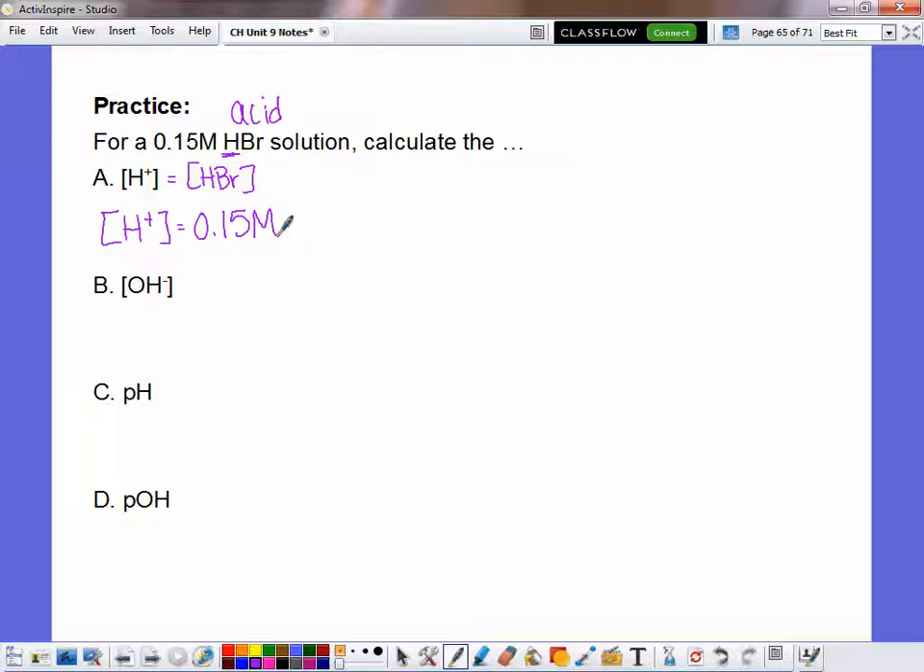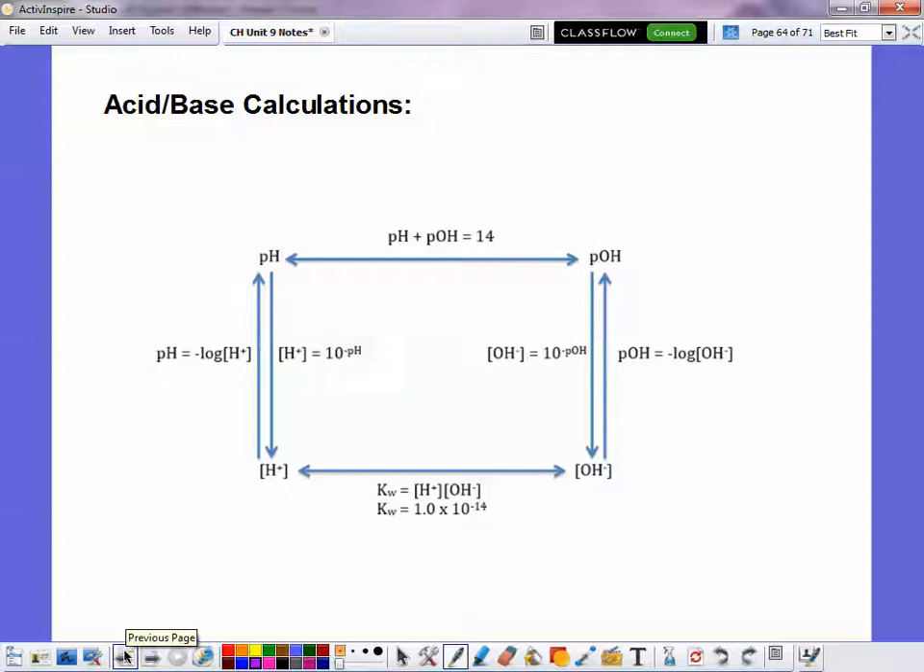Now we're going to do calculations to find the other three. So looking here, we have H plus. We want to find the other three. The first one we want to find, though, is OH minus. To get from H plus to OH minus, we're going to use this formula. Kw equals H plus times OH minus. Kw is a constant, and it is always 1.0 times 10 to the negative 14. That's not going to change.